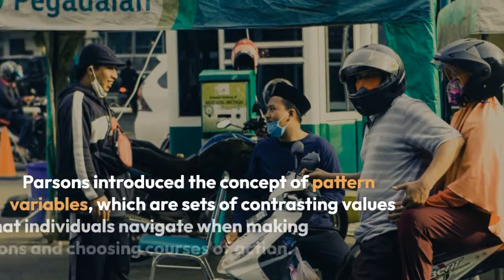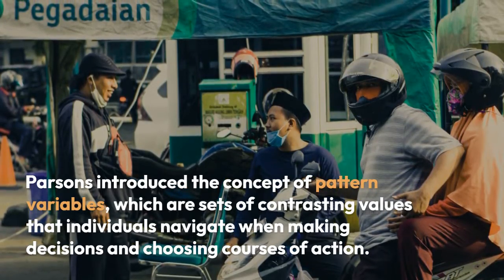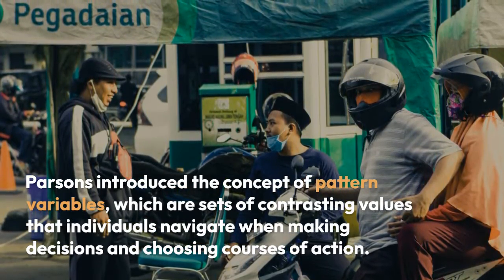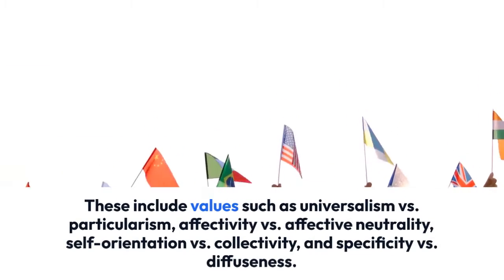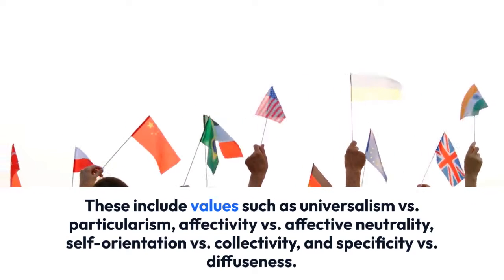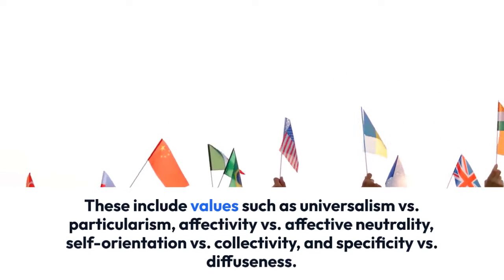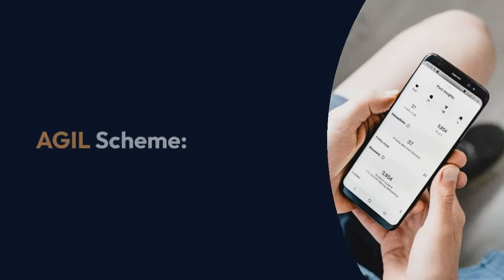Pattern variables. Parsons introduced the concept of pattern variables, which are sets of contrasting values that individuals navigate when making decisions and choosing courses of action. These include values such as universalism versus particularism, affectivity versus affective neutrality, self-orientation versus collectivity, and specificity versus diffuseness.